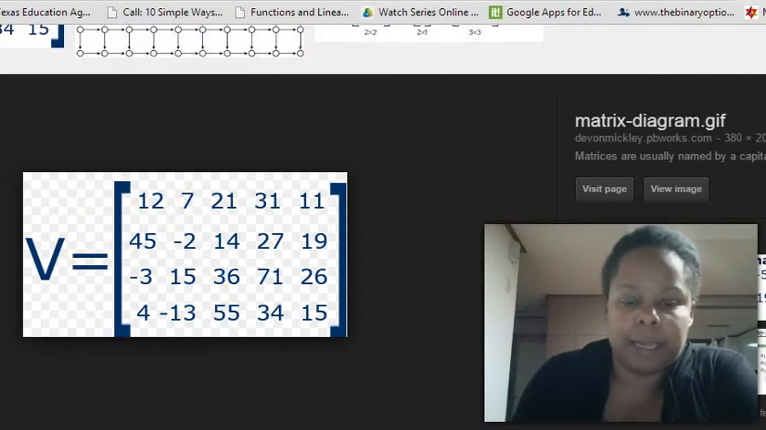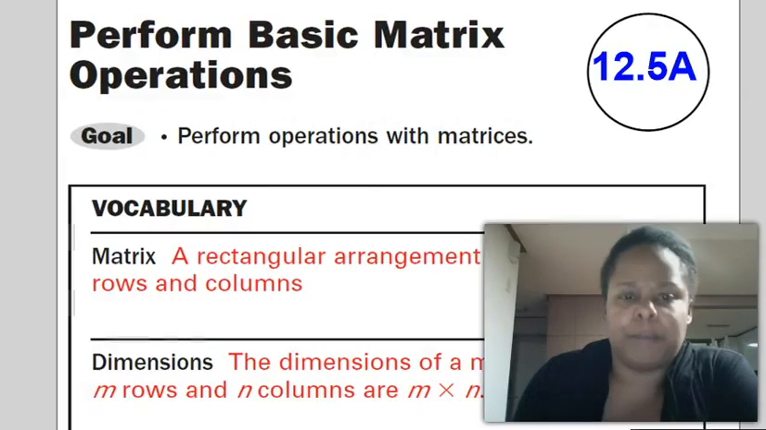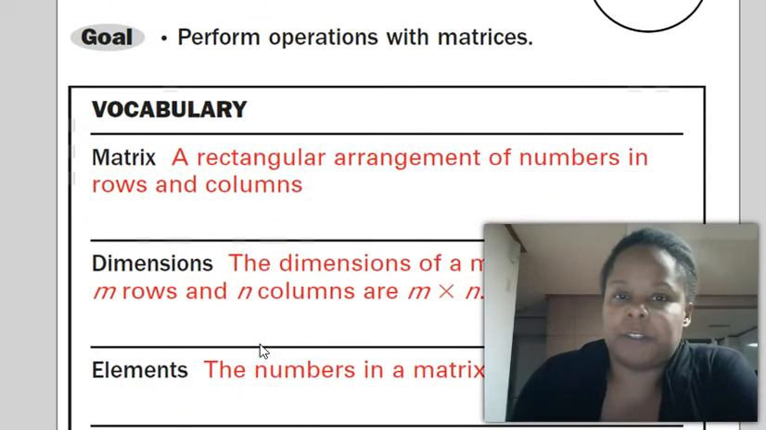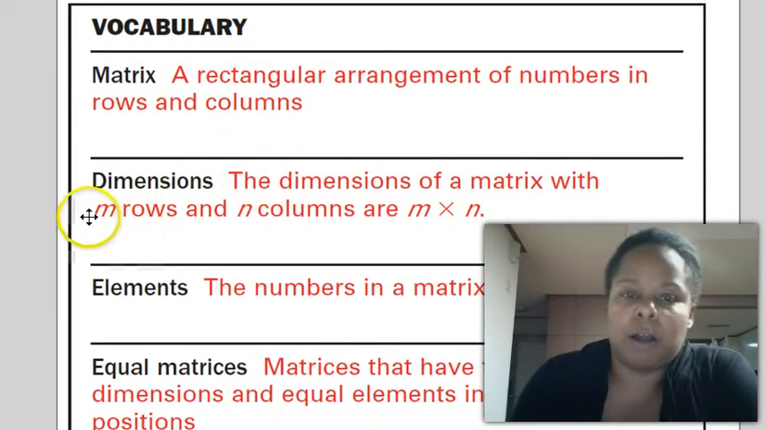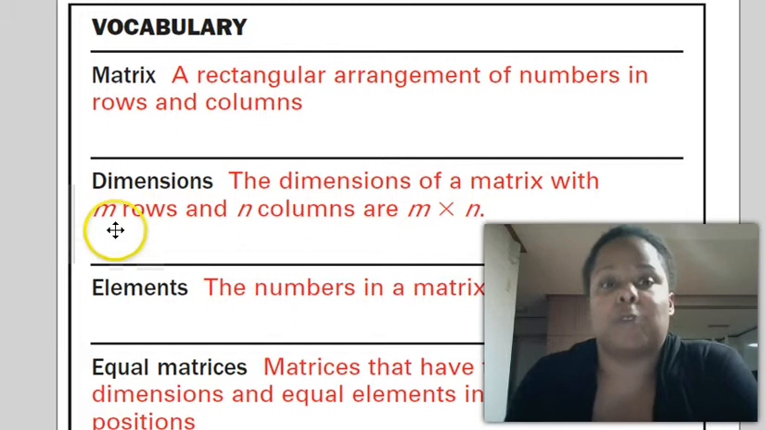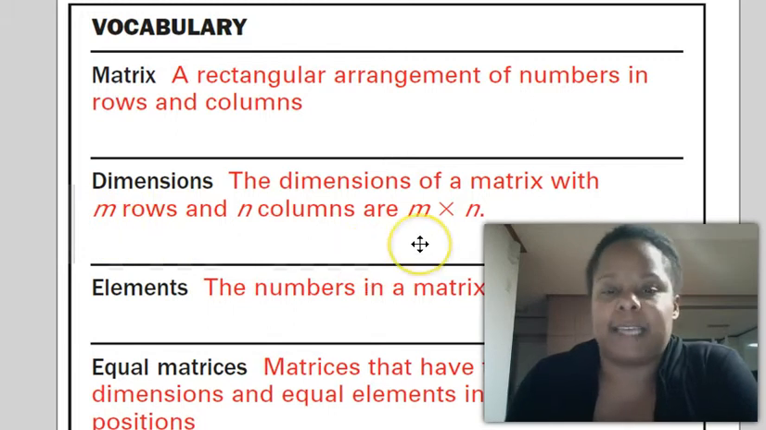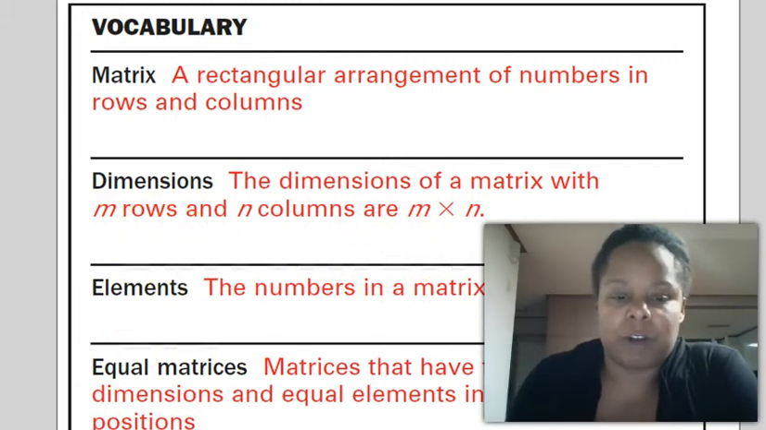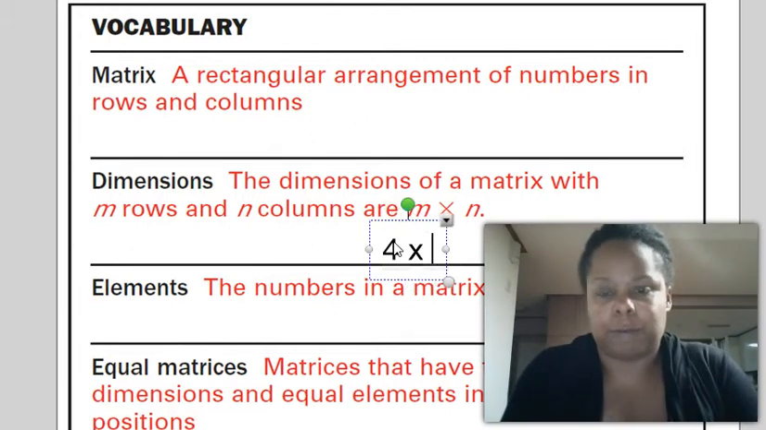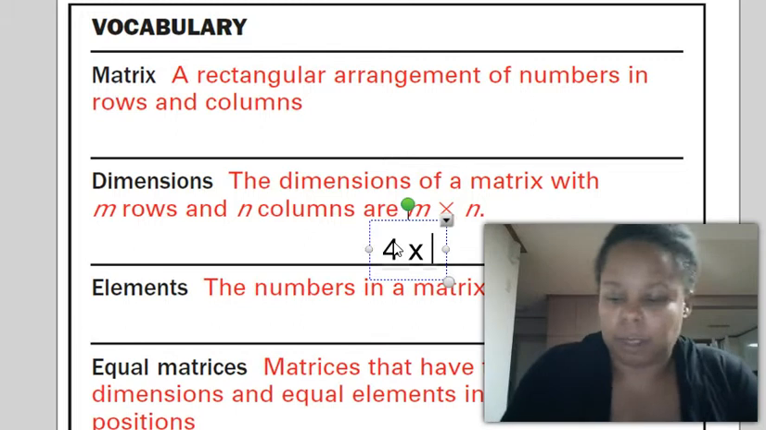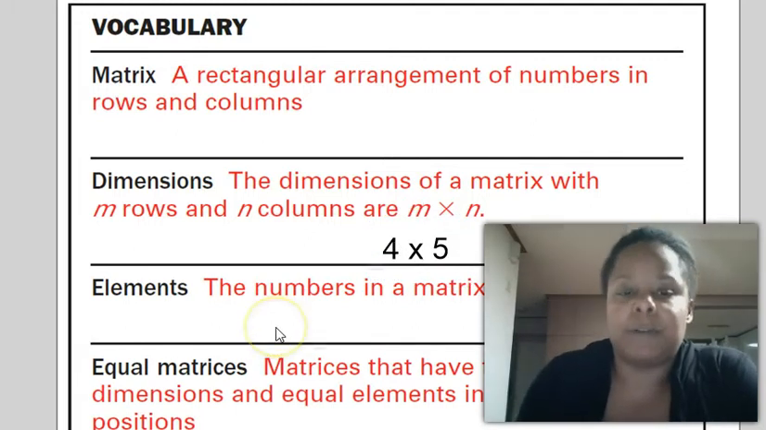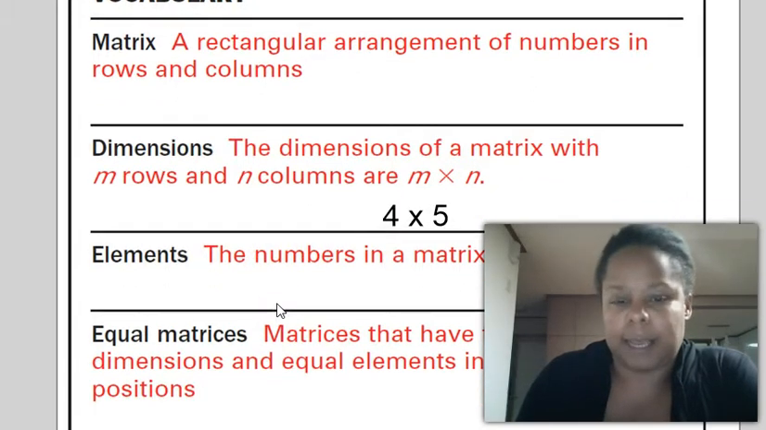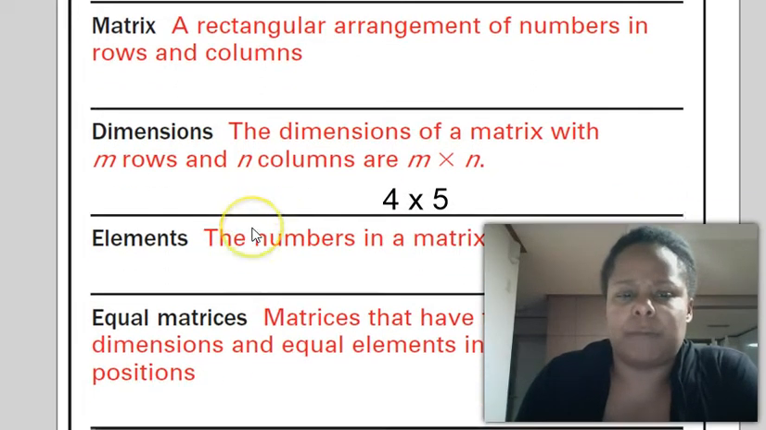So let's take a look at our vocabulary. Again, a matrix is a rectangular arrangement of numbers in rows and columns. We call the dimensions of a matrix the number of rows and the number of columns. So we indicate that as m by n. So in our example, it was a 4 by 5 matrix. And we call the elements, or the numbers in the matrix, the elements.